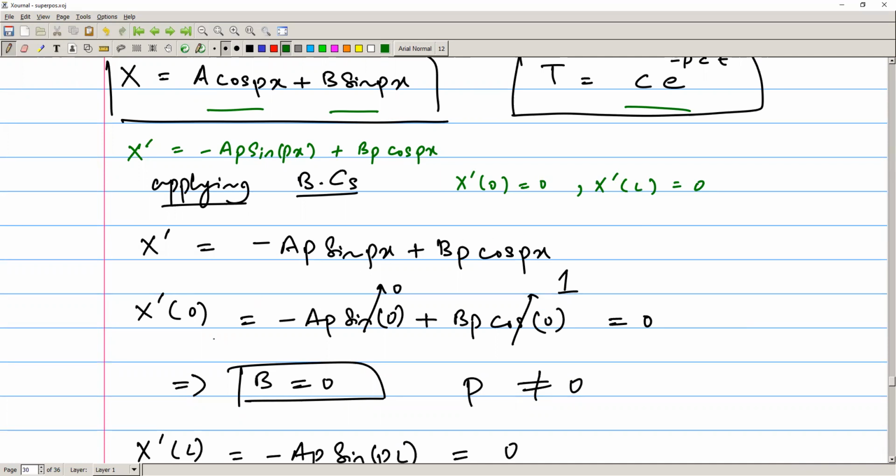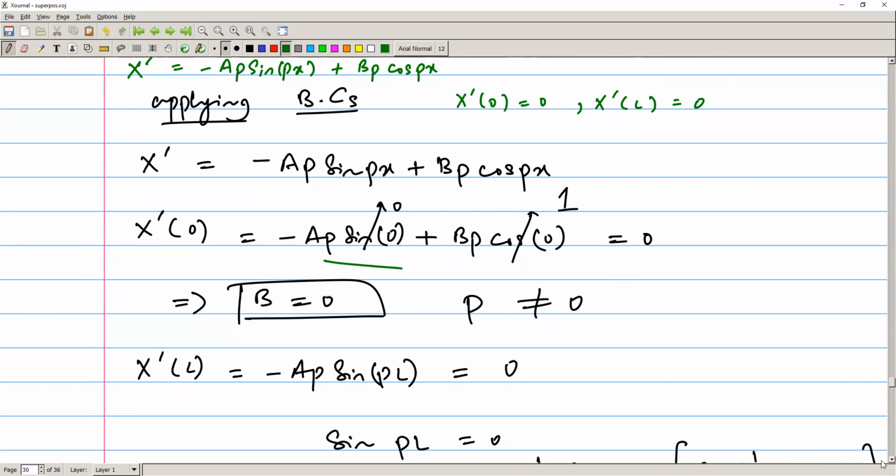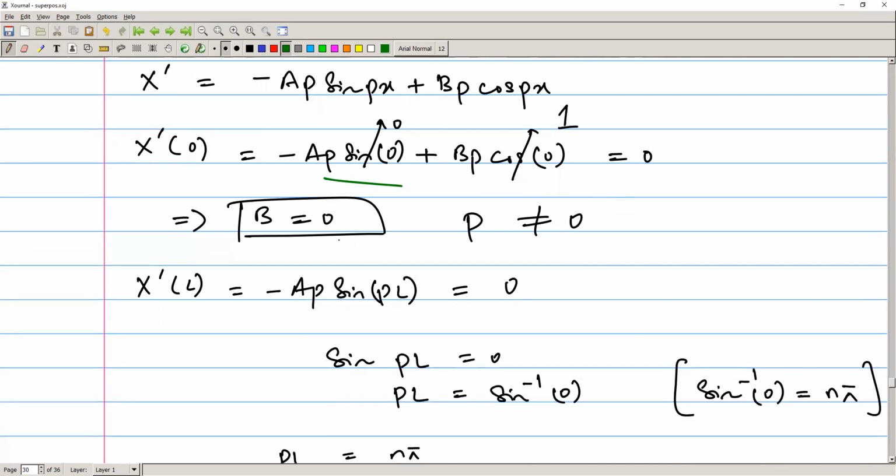So we will apply the condition X prime of 0 equals 0. So negative Ap times sine 0 plus Bp times cos 0. This will make the first function 0, so we're left with Bp. So B equals 0 because p cannot be equal to 0, right? Therefore, we will be left only with the solution X equals to A cosine px, right?